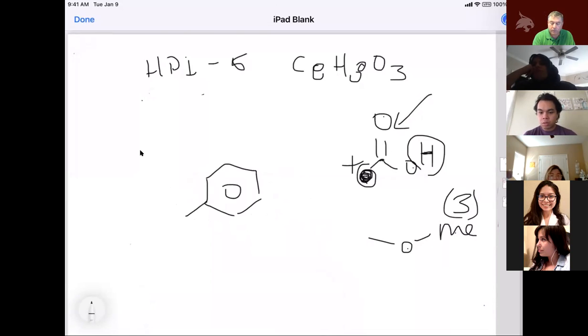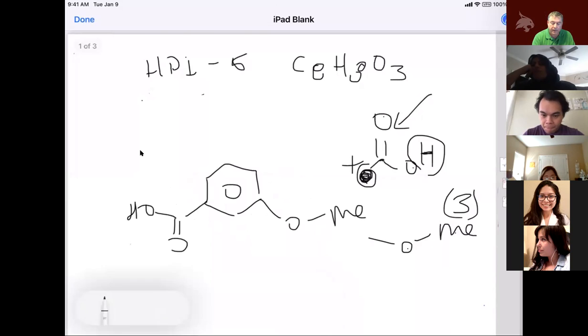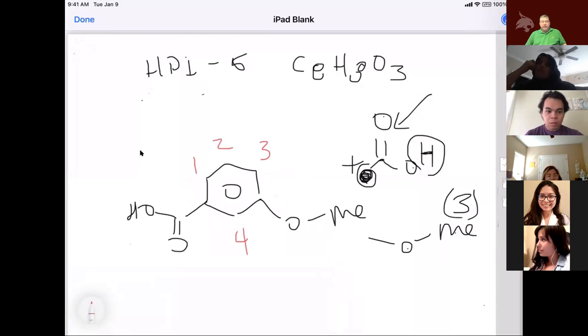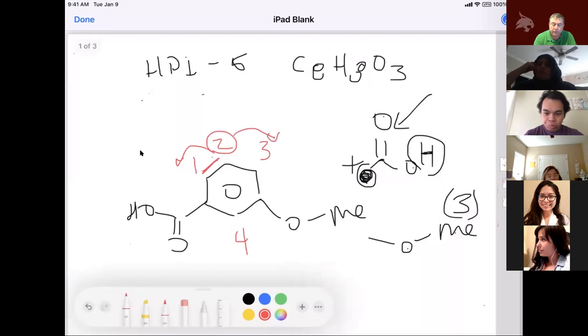And if we do that on that side and OMe on this side here, when we look at this, we have a total of 1, 2, 3, 4 hydrogens right here. So this one's going to be coupled to that one and that one. These two are going to be coupled. Well, yeah, so it's going to be coupled to both of those.